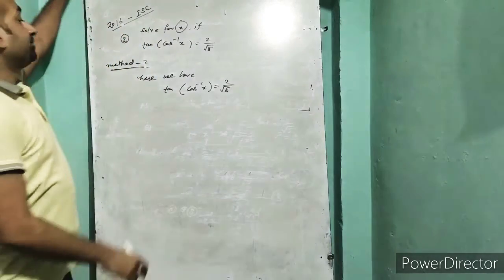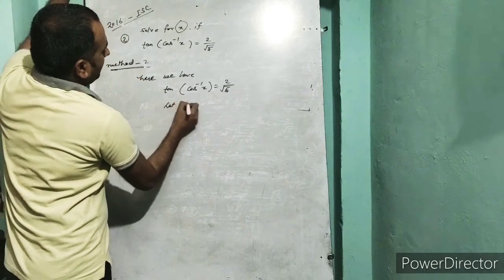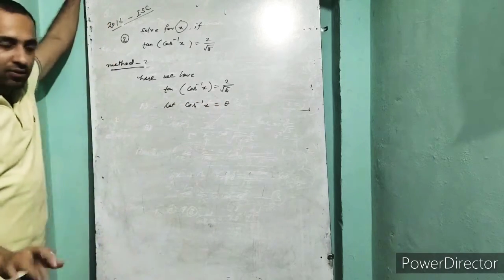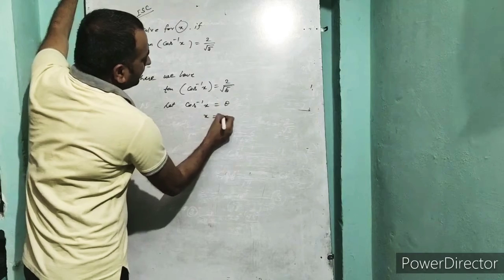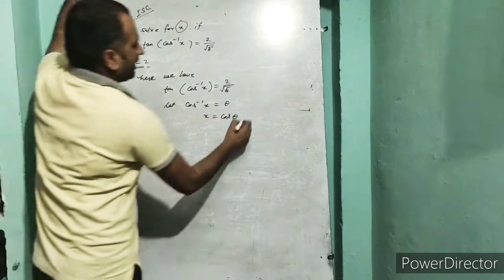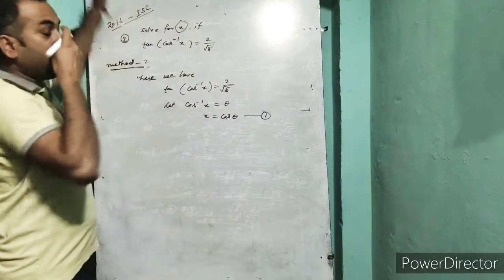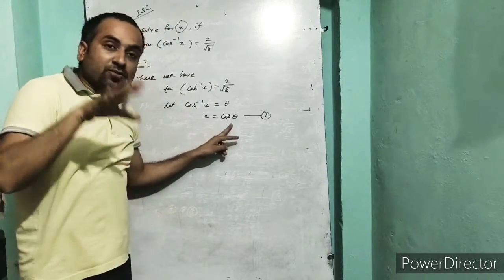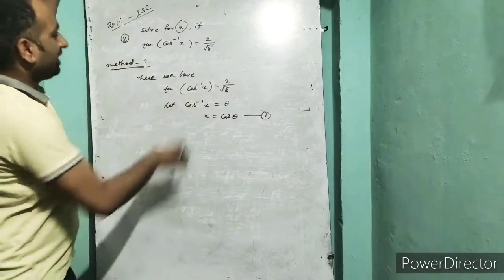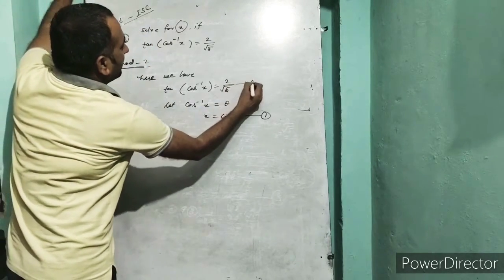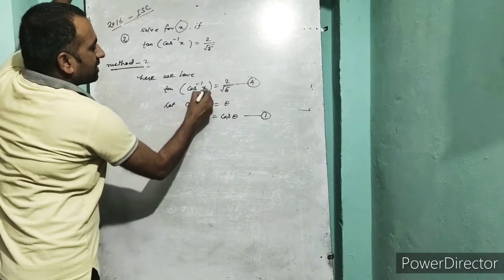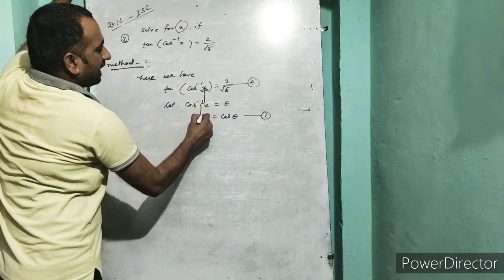Let cos inverse x be equal to theta. So what is the value of x? x is cos theta. This is the value of x, and if we are able to find the value of cos theta, that means we can find out the value of x. This is equation number A. So from equation A, the x is cos theta.